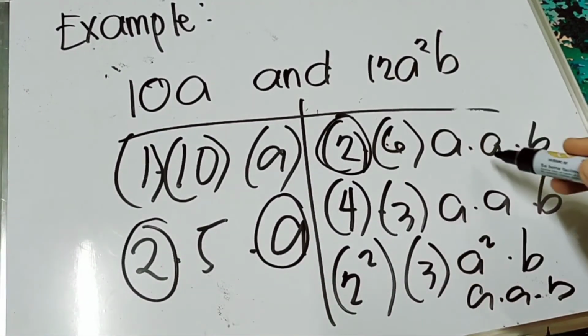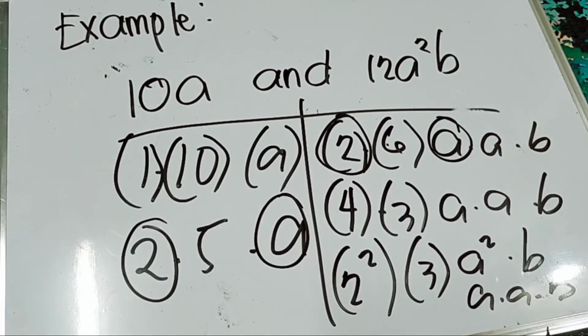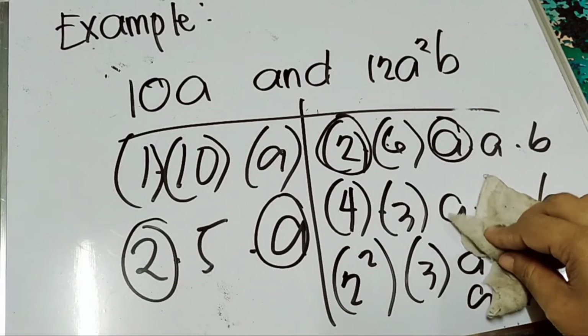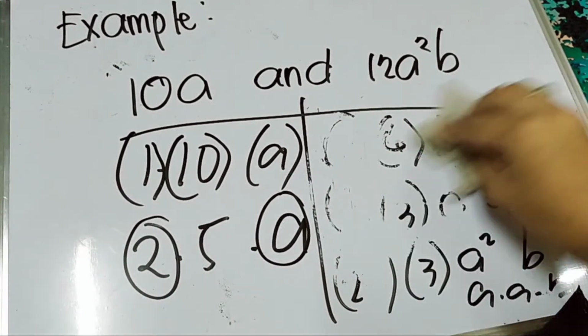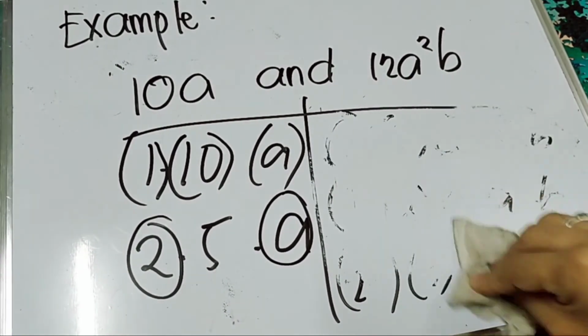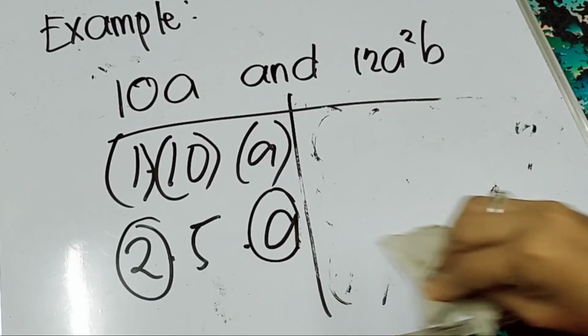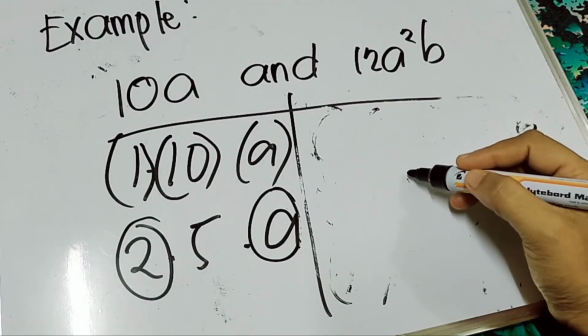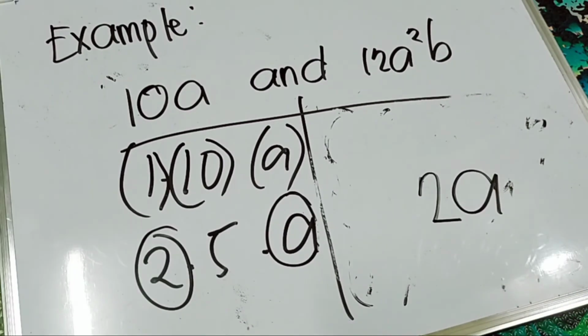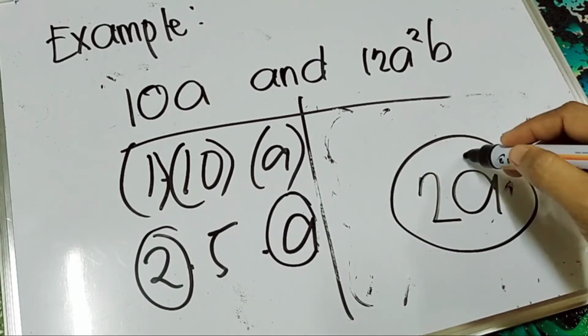We have here 2a. Therefore, the GCF of 10a and 12a squared b is, what is the answer? It is 12, oh no, it's 2a. 2a. This is the answer.